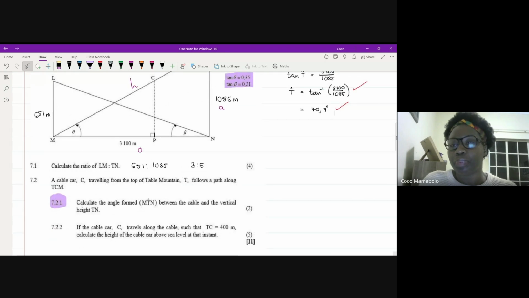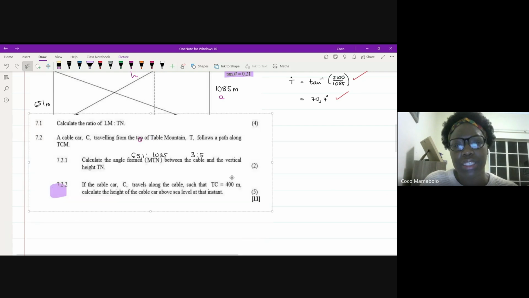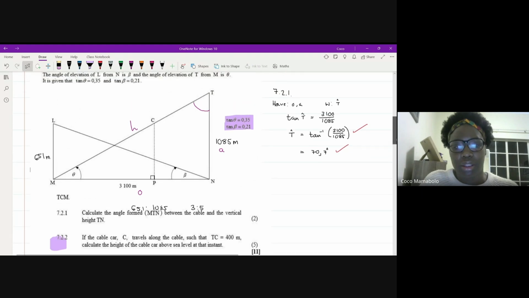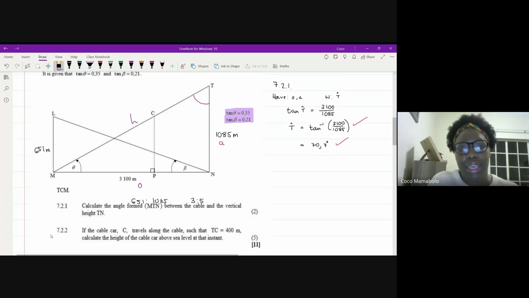Okay, it says here, if the cable car, actually, I want to move this a little bit, guys. I feel like it's far and we're already done with half the question, and I'm going to erase some of it. Okay, there we go. All right. So it says here, if the cable car C, so we know that this point C over here is the cable car that's moving from M all the way up to the top of Table Mountain. If the cable car C travels along the cable such that TC, so the distance from there to there, is 400 meters, okay? Calculate the height of the cable car above sea level at this instant, right?